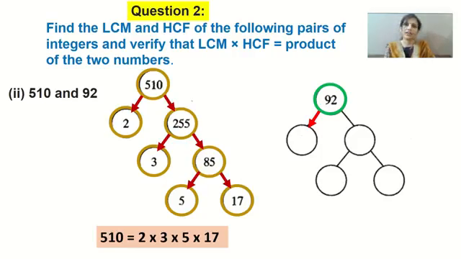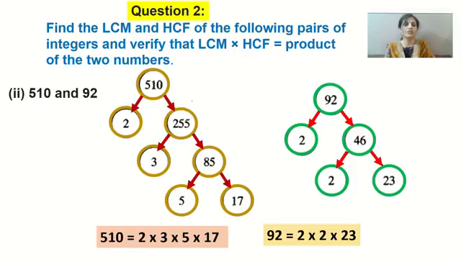Alright, let's start factorizing the other number, that is 92. So we will start with 2. This is 2 into 46. Then again we will factorize 46, and when you factorize 46 it is 2 into 23, and 23 is a prime number. So we have to stop here. We cannot go ahead with number 23. So factors of 92 are 2 into 2 into 23. And since 2 repeats here, we can also write 92 is equal to 2 square into 23.